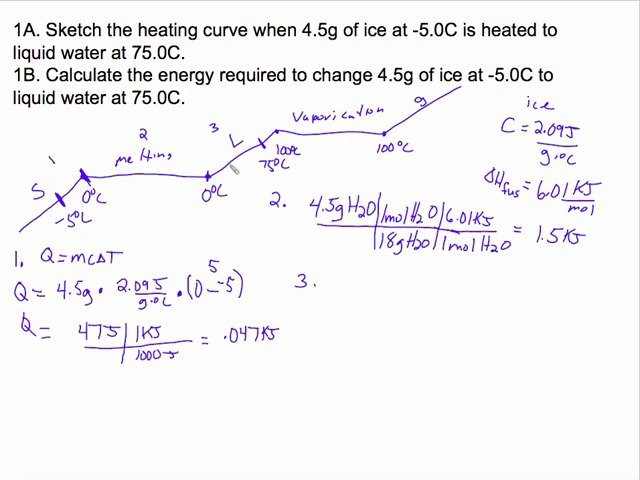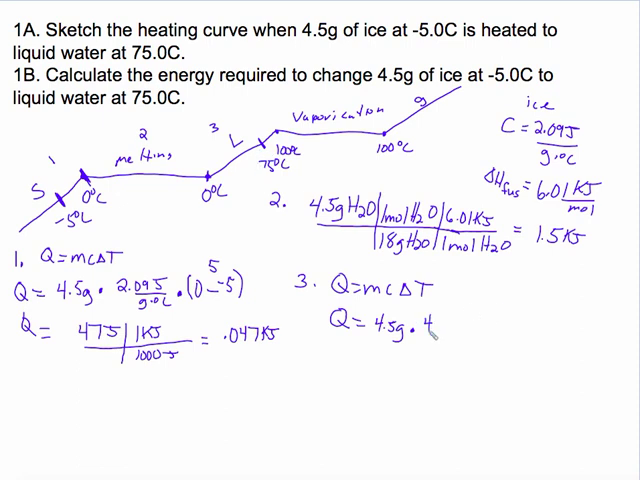Okay, now part 3. Part 3, the graph is slanted. That means the temperature is changing during this section. Wherever the temperature is changing, you're going to use Q equals MC delta T. So we're going to take Q equals M, that's the mass of our water, which again is 4.5 grams. We're going to take that times the specific heat.